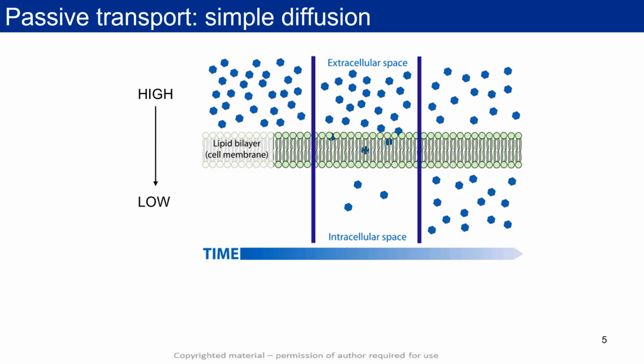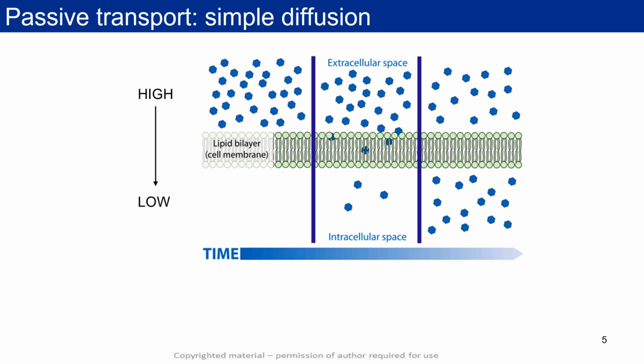A cell membrane has been added to this figure. A concentration gradient is evident on the left, and the passage of time is shown at the bottom of the figure. Simple diffusion involves the movement of solutes directly through the lipid bilayer from an area of high concentration to an area of low concentration. In this example, the solute starts out at high concentration in the extracellular space. Then there's net movement across the membrane into the cell. Over time, a dynamic equilibrium is reached.